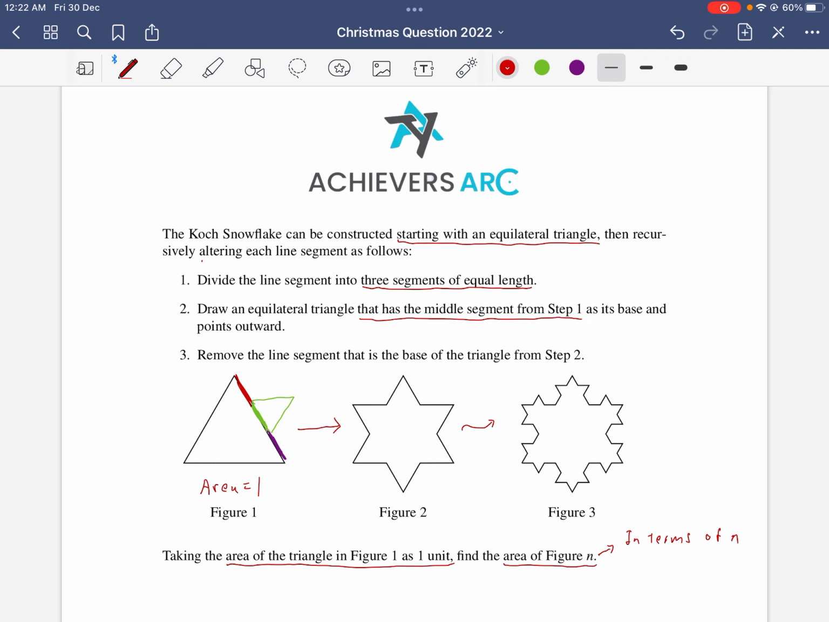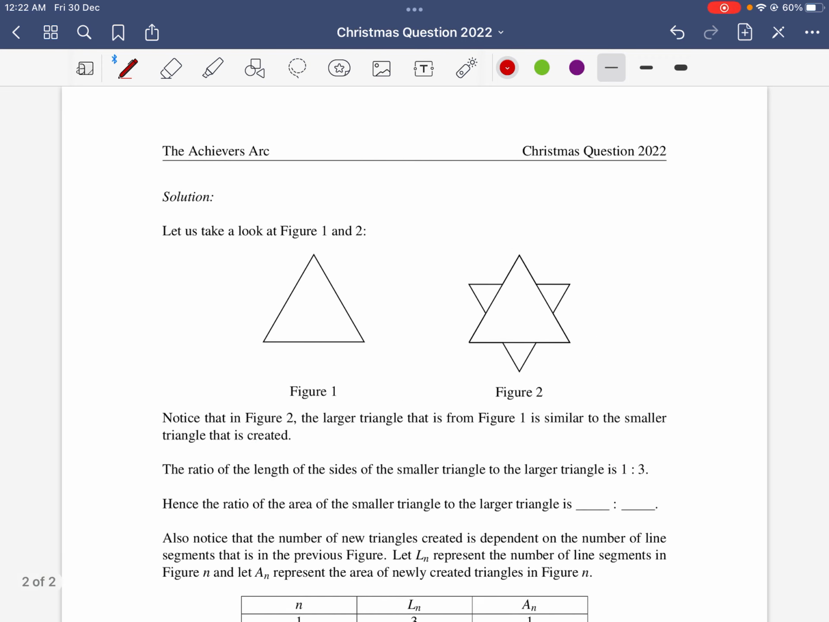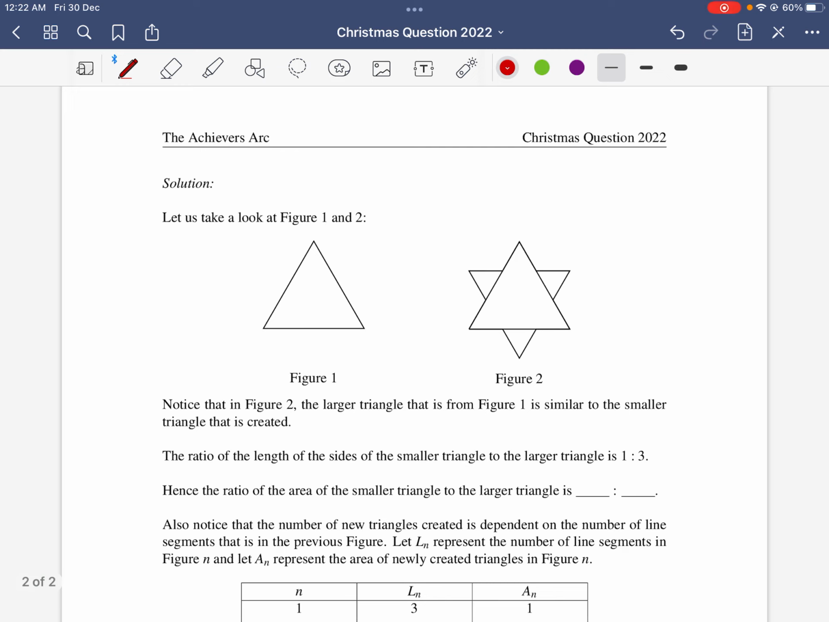So let's take a look at the simplest case over here. Now in this case, we can take a look at figure 1 and 2. How did they evolve? What's the particular pattern? So you notice that I actually added in the base as well, instead of removing them. So what's the reasoning behind this?